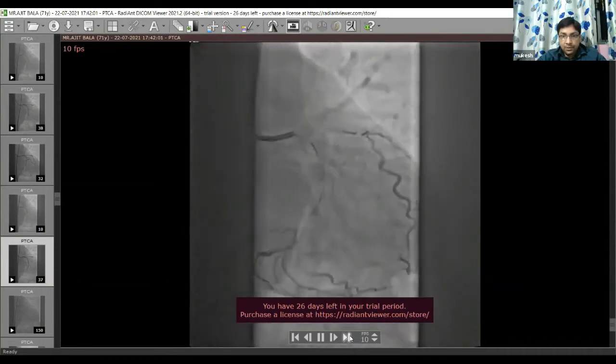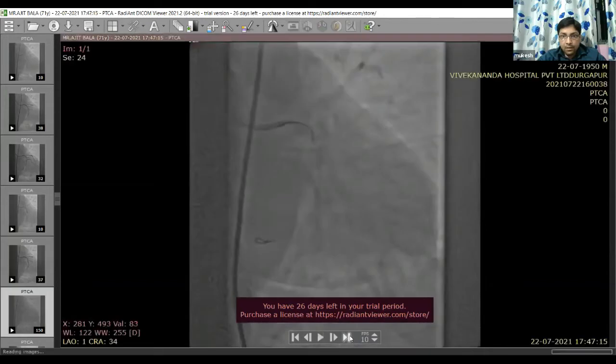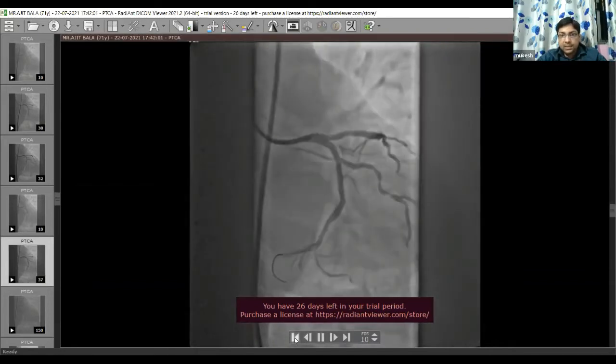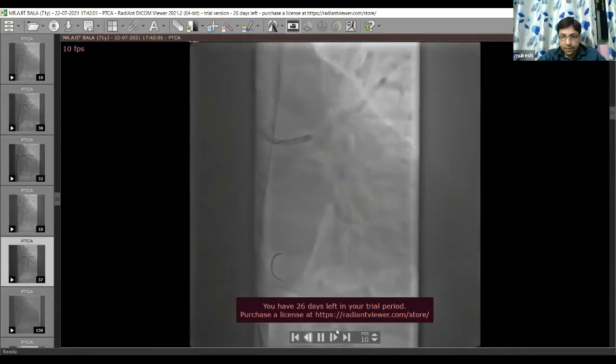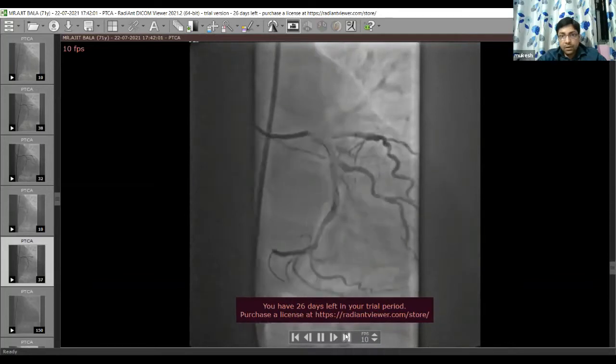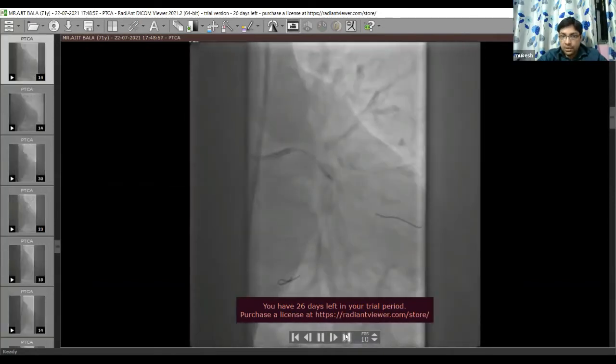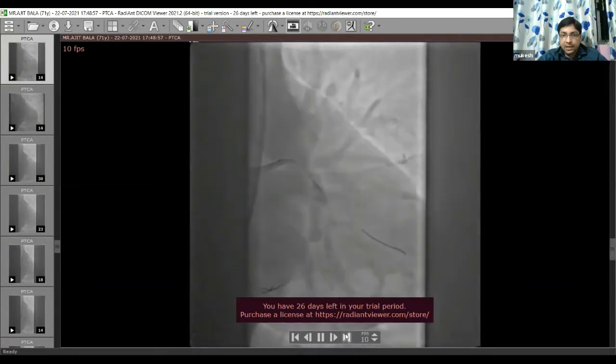So I have to cross the wire from LCX to side branch, and in the Culotte method, this is the most difficult step. I'm crossing the wire from LCX to OM, and it is crossed. After that, we do strut dilatation, and my next plan is to do kissing balloon inflation.